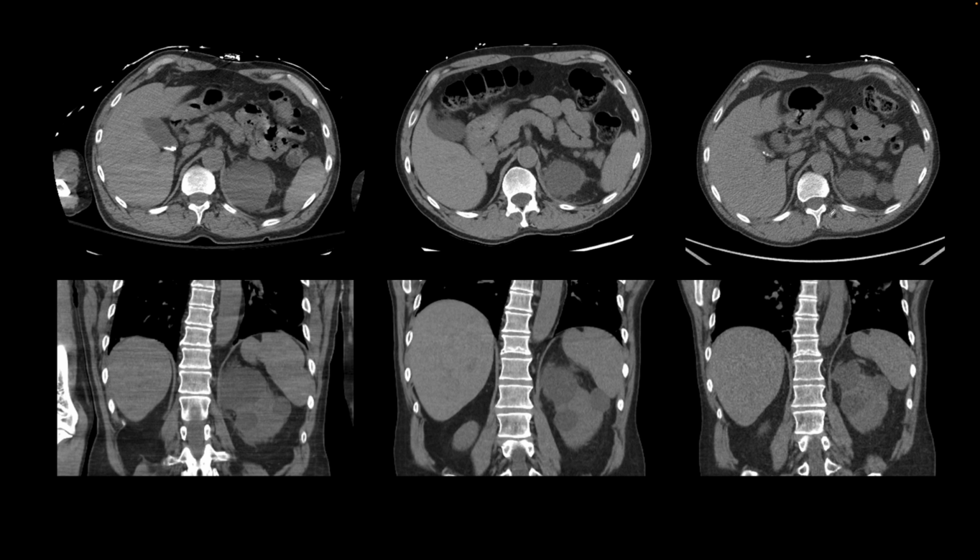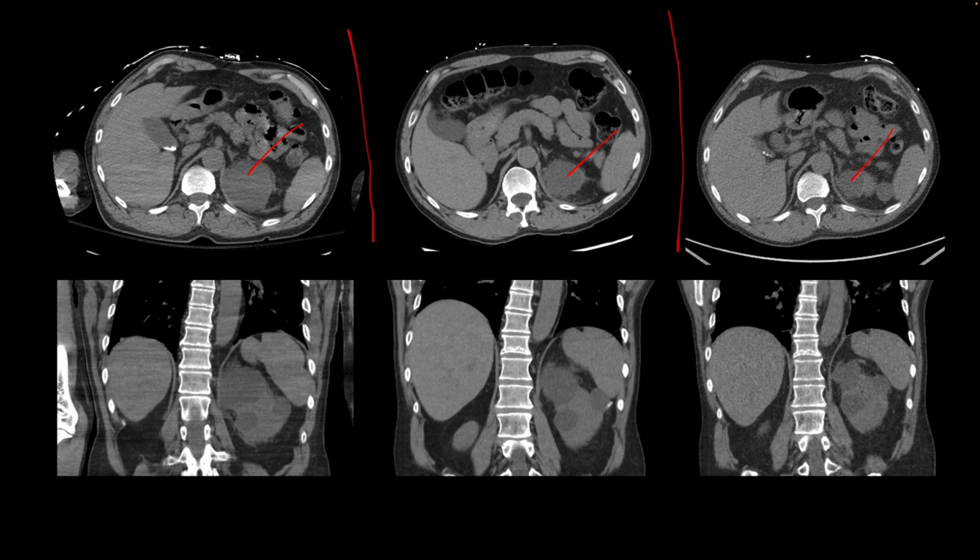Here is our next patient, and these are serial CT scans showing a cyst arising from the superior pole of the left kidney. This is a non-contrast enhanced scan showing the cyst, and there is a follow-up scan showing that it is smaller, and on a further follow-up scan it is even smaller.